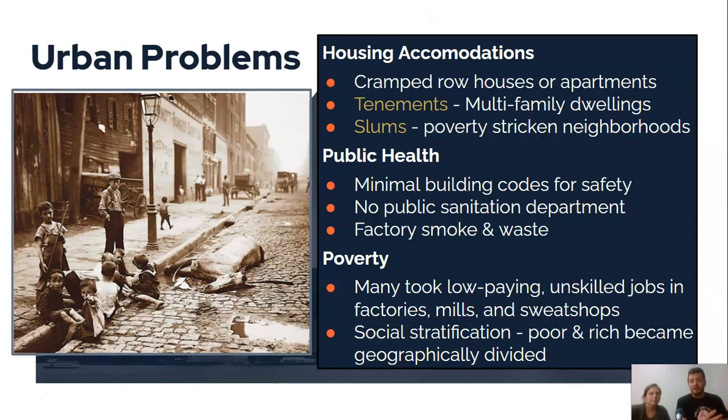And so it's going to lead to a lot of health crises, which we see here. No building codes for safety. Again, the government, remember, laissez-faire, they're staying out of it. And again, we'll eventually see the government say enough is enough. We need to step up and start taking care of this stuff, making sure that our people are safe.